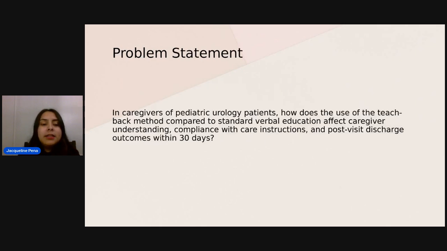Problem statement. In caregivers of pediatric urology patients, how does the use of the teach-back method compared to standard verbal education affect caregiver understanding, compliance with care instructions, and post-visit discharge outcomes within 30 days?